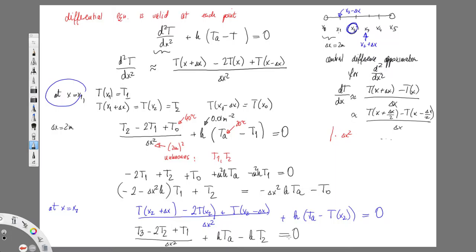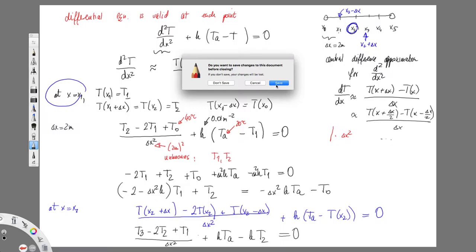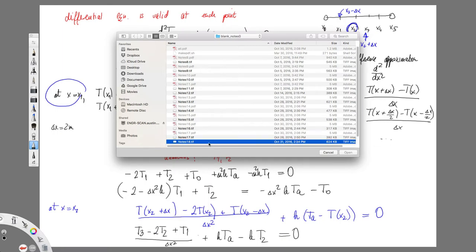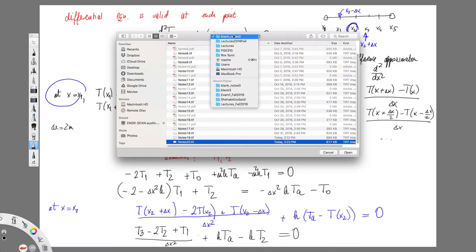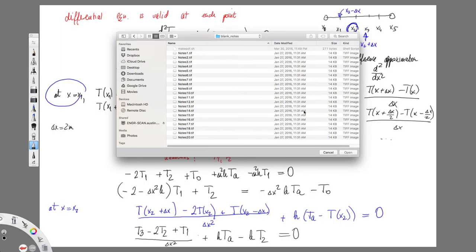I keep going, and I do that essentially at every point. And I will get four equations. So I will just clean up and do the result at the end. But basically, you proceed doing this. So do the same at x is equal to x3 and x is equal to x4. Same procedure.